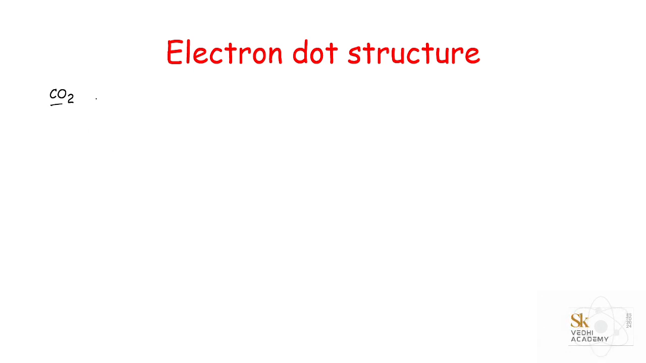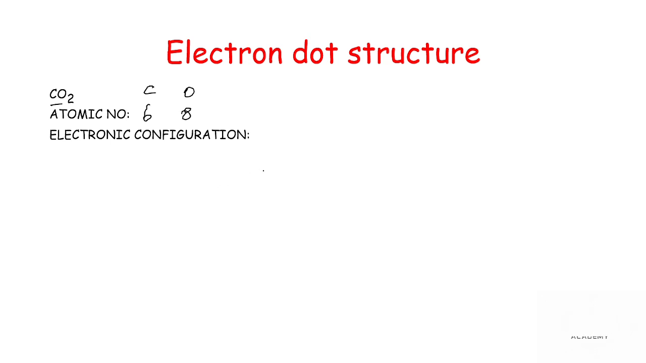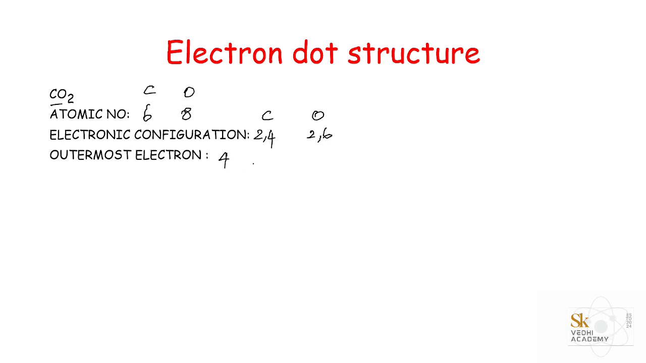Next, carbon dioxide. The very first thing you want to write is the atomic number. The atomic number of carbon is 6 and oxygen is 8. Coming to the next one, the electronic configuration for carbon is 2, 4 and oxygen is 2, 6. Coming to the outermost electrons, for carbon it is 4 and for oxygen it is 6.